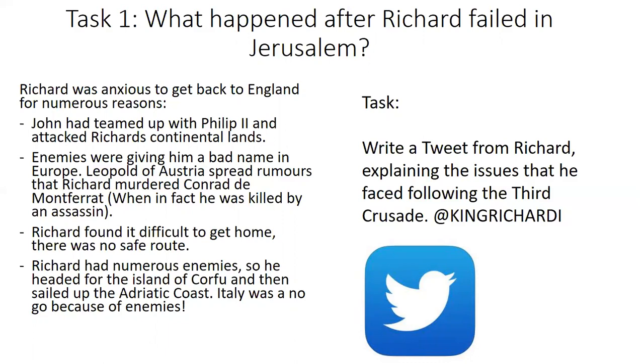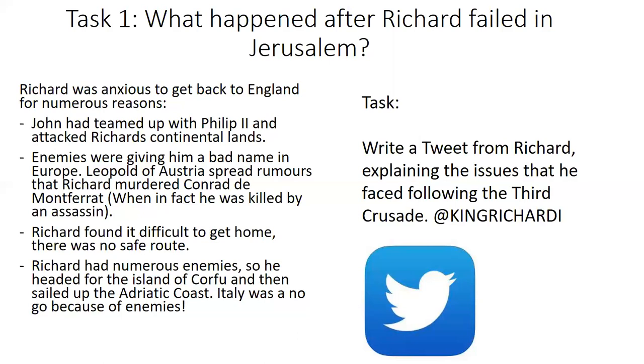Now, this actually caused a lot of people to turn against Richard, and if Richard was seen by any of them, the chances are he would have been captured, which he was. Richard found it really difficult because of this to get home because there wasn't a safe route. If Richard went by land, then chances are he would have been captured. If going by sea, that would have been all well and good, but he also faced some serious weather conditions. So getting home wasn't going to be easy for Richard.